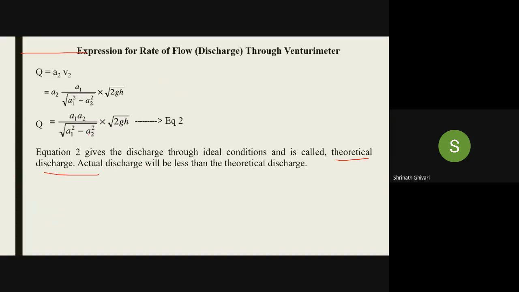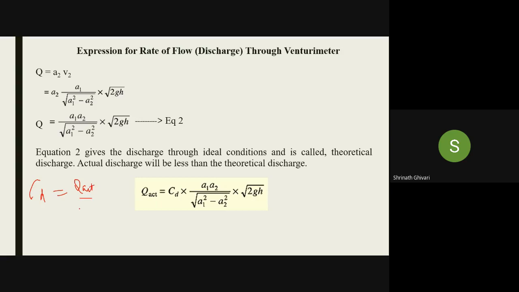Actual discharge will be less than the theoretical discharge. Therefore, how to find out this Q actual? I have told you there is one term called the coefficient of discharge. CD equal to Q actual by Q theoretical.